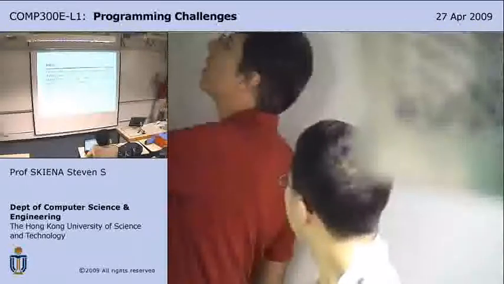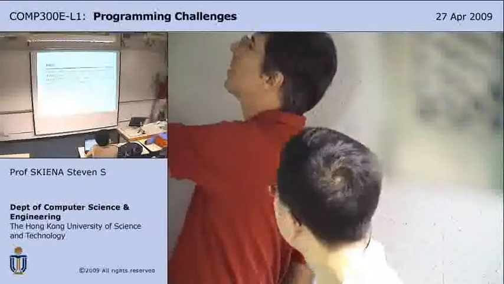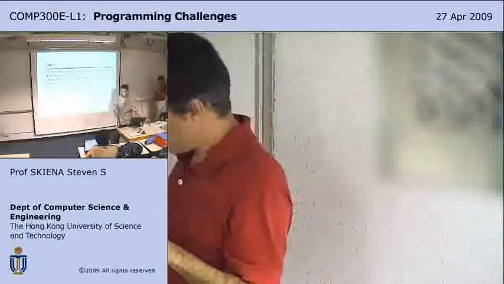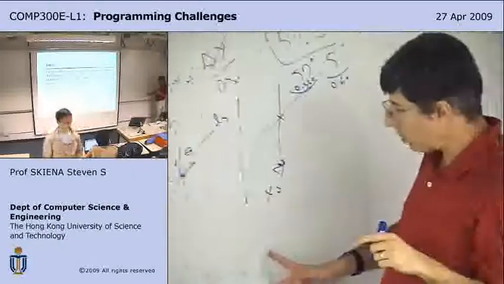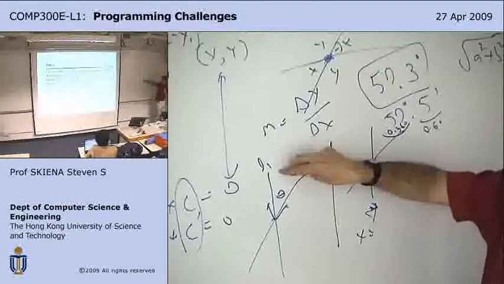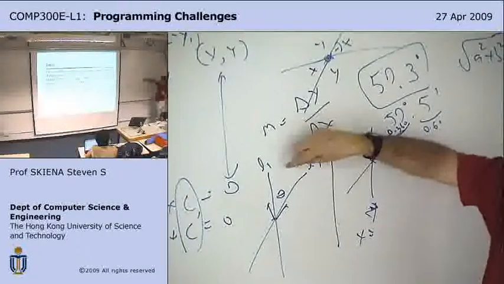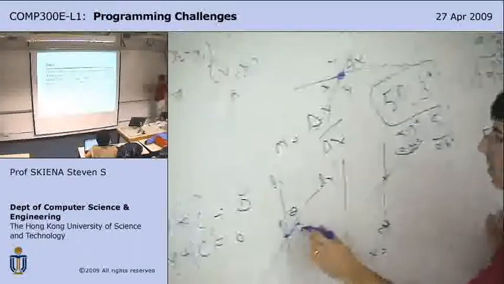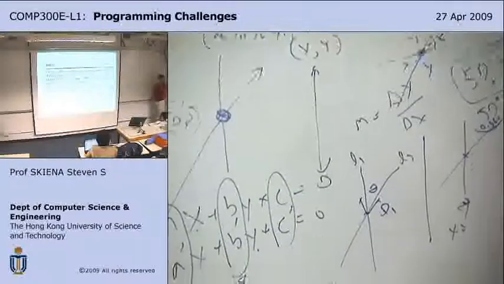Square root of A squared plus B squared. Okay? And this, it says, is going to give us the cosine of which angle? The angle between them? Yes. Now, how do we know that the angle between them is this and not this?